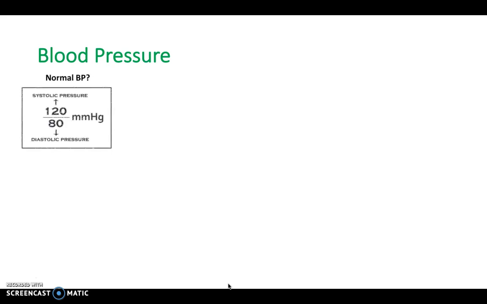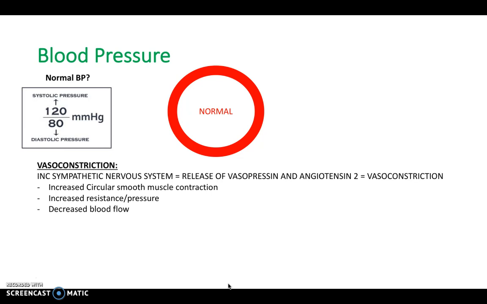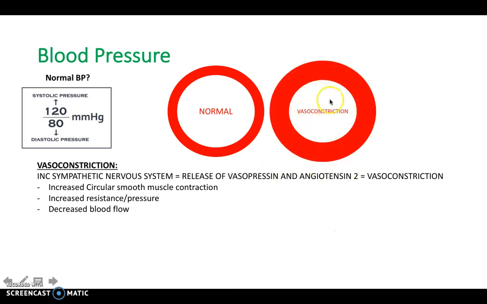So this brings us on to blood pressure. This is happening in the blood vessels. What's your normal blood pressure? Well, it's 120/80, and we describe this as systolic over diastolic. So this is a normal artery, for example. However, the arteries can become vasoconstricted, which means they tighten. The reason this happens is because of an increase in the sympathetic nervous system, where vasopressin and angiotensin II are released, causing this vasoconstriction. It increases the contraction around the artery, and it increases the resistance as well, which means pressure is increased, and therefore blood pressure goes up, because you have a decreased blood flow.